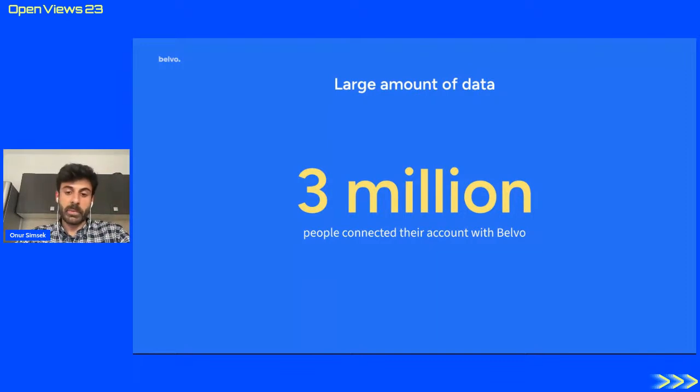At Belvo, we have been working many years in this area. 3 million people have already connected their accounts to us. That means we have 3 million examples that help us understand what kind of data we should expect from banks in different bank accounts. And this makes our system powerful.